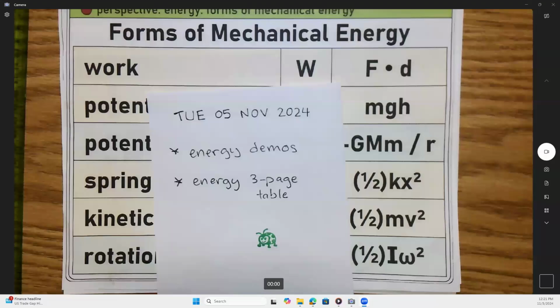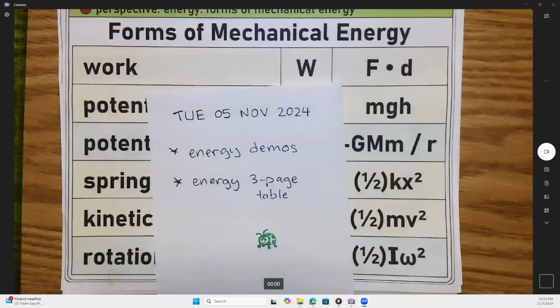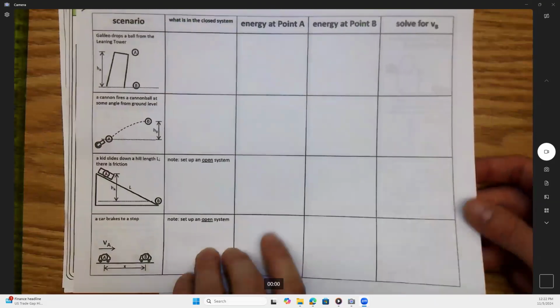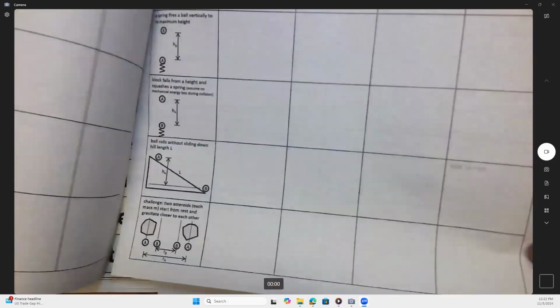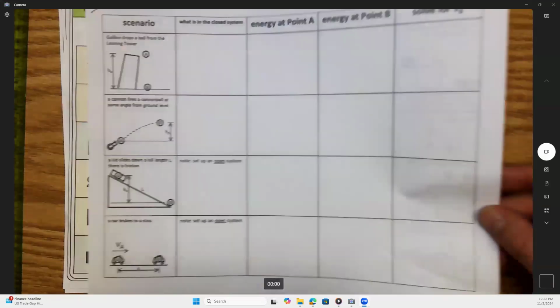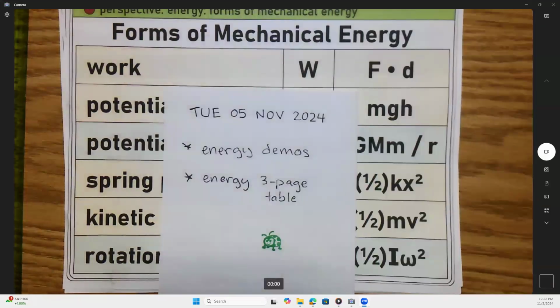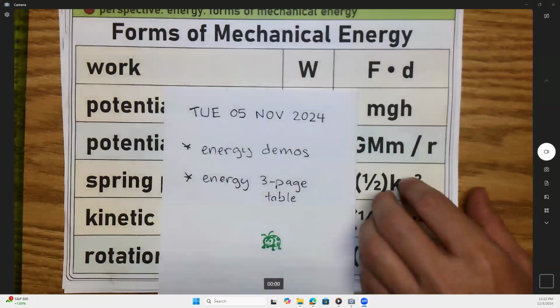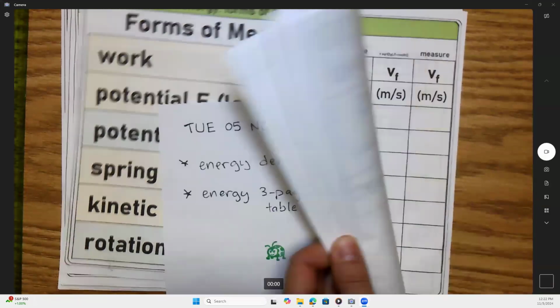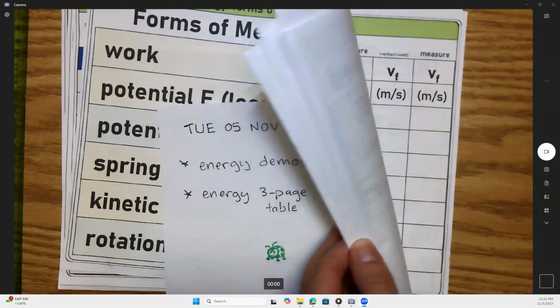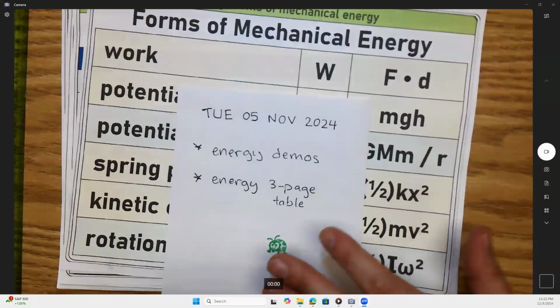And then you guys have on your desk a 3-page packet. It's a big old table. You guys see a big old table like this. It has a bunch of scenarios that you can solve using conservation of energy. So near the end of class today, here's what we're doing. We're building up towards this. I have lots and lots of posters I want to go over with you guys. Lots and lots of scenarios. There's a bunch I want to teach you guys.